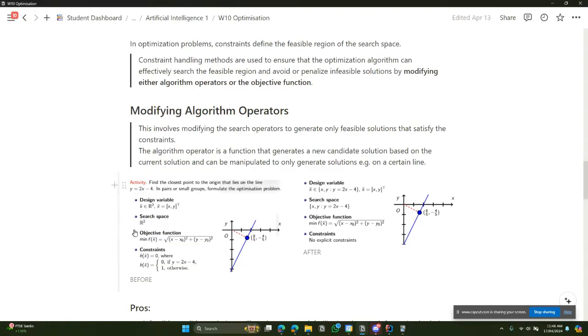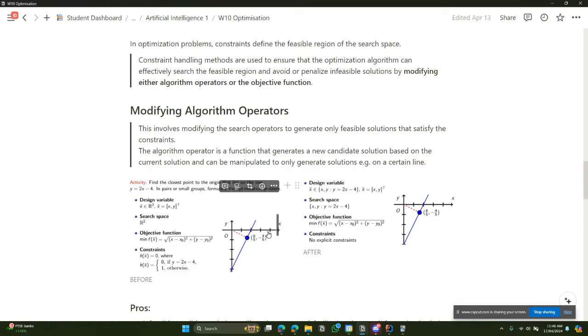So in this formulation, the issue is that we can generate a solution on any point of the Cartesian plane. The only search space we've been given is R squared, which is basically any point on the Cartesian plane. As long as the x coordinate and the y coordinate are real numbers, it's valid in the search space. So we could have a solution generated here, here, here, everywhere.